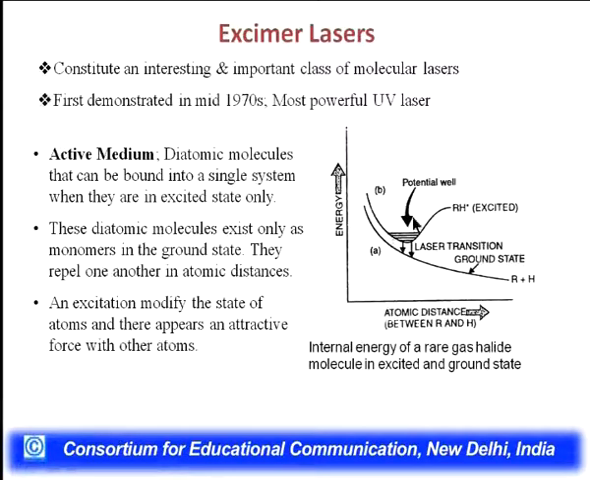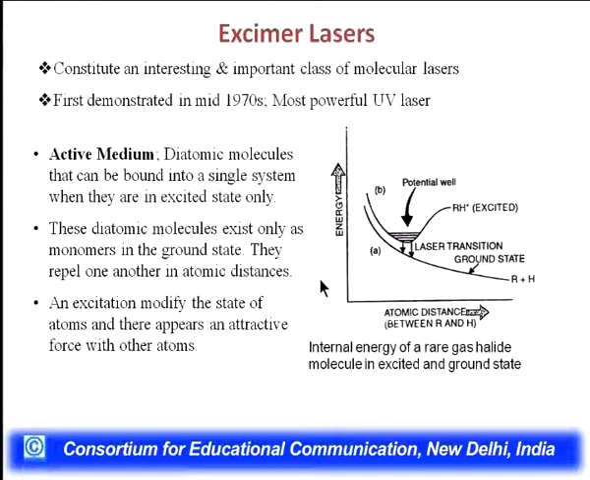Why do we have atoms in the excited state, and why is the excited state populated? Molecules are not going from the ground state to the excited state, but the excited state is already populated because of the dimers. These diatomic molecules exist only as monomers in the ground state. If we talk about these dimers, these are diatomic molecules and they work as monomers in the ground state. They repel one another at these atomic distances.